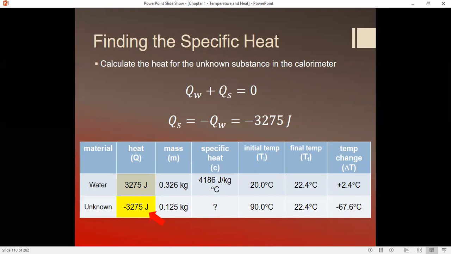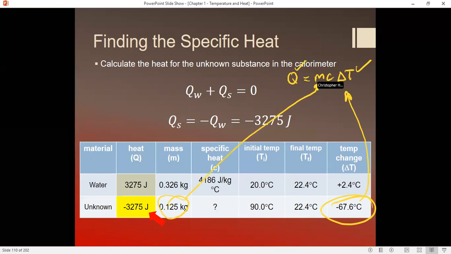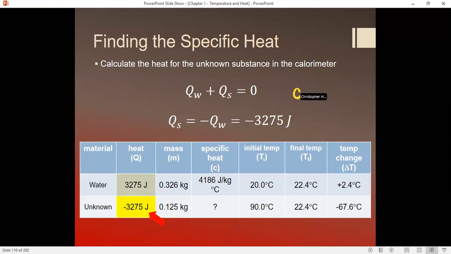Now I can solve for the unknown because we know Q equals mc delta T. We have the heat lost by the metal. We have the change in temperature of the metal. It's right here. We don't know the specific heat, but we have the mass of the metal. Okay. Just solve for C. C equals Q divided by m delta T. So I'll plug this in here.